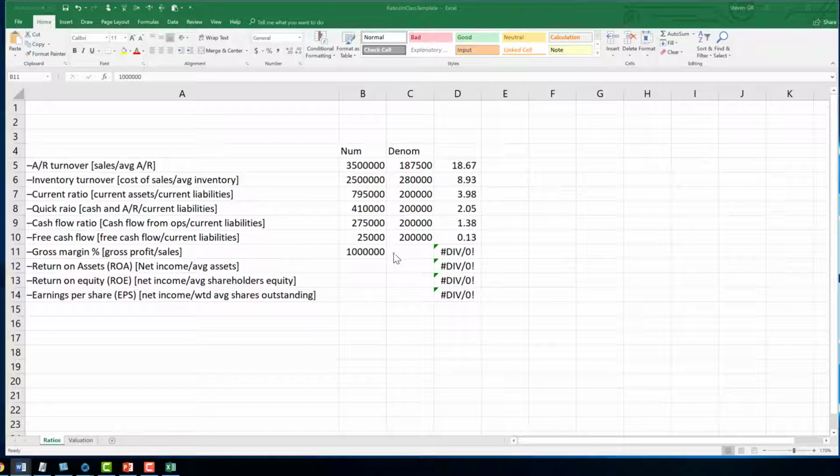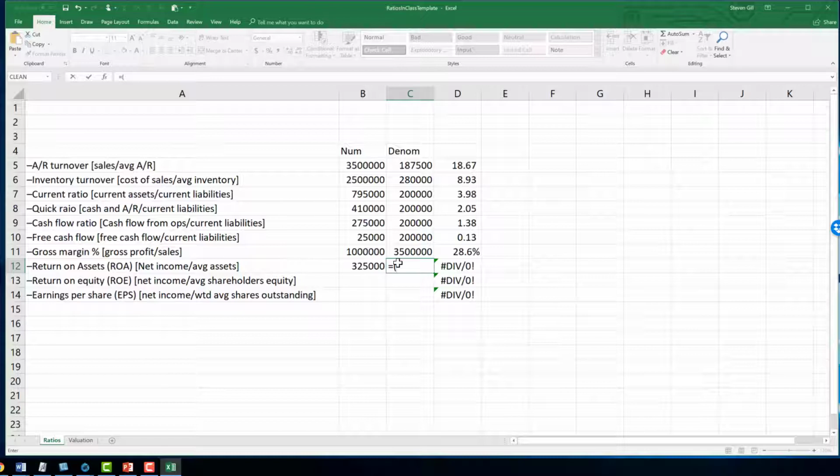We need to divide that by sales. We'll cheat a little bit. Drop that in. All right. Net income divided by average assets. So we need to get the average asset balances off the balance sheet. Pardon me while I pull that up while you're working on it too. Plus 2035 divided by 2. There we go. All right, return on equity, net income divided by average shareholders' equity.